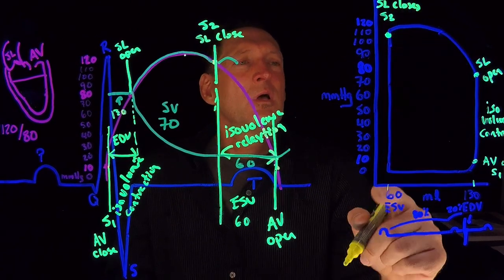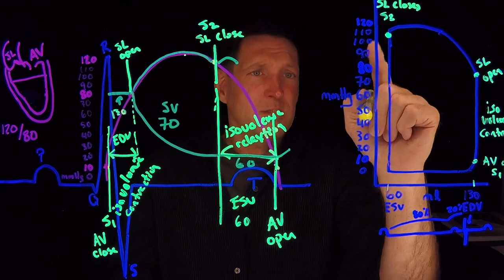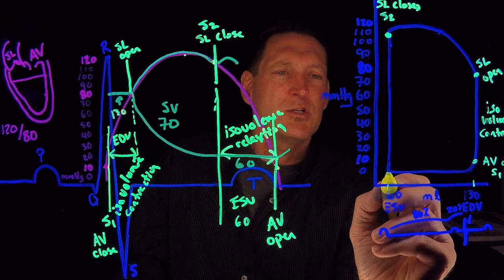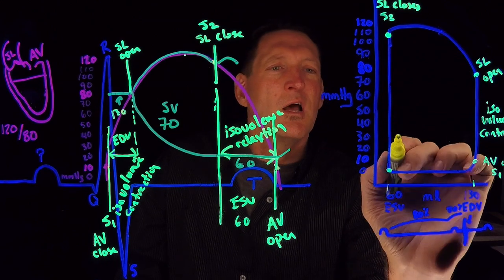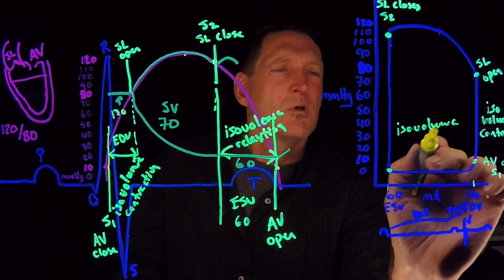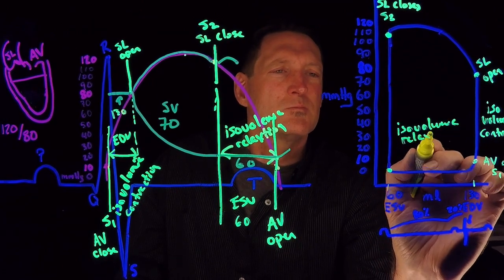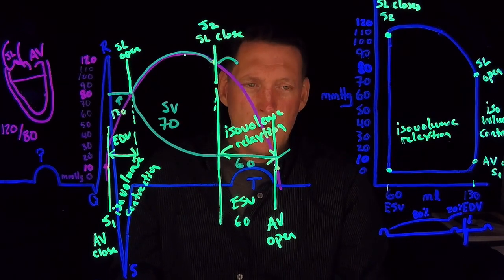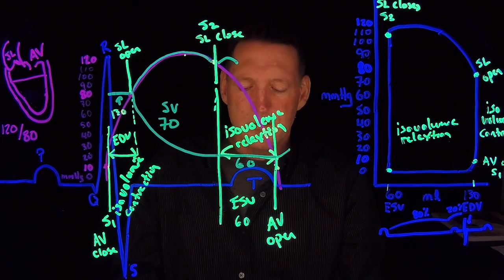All right? And then I'm going to drop along this axis. Now look what's taking place. I'm dropping the pressure, but the volume's not changing. And so this would be that isovolemic relaxation, all right, along this axis right here. And then, of course, it repeats itself.